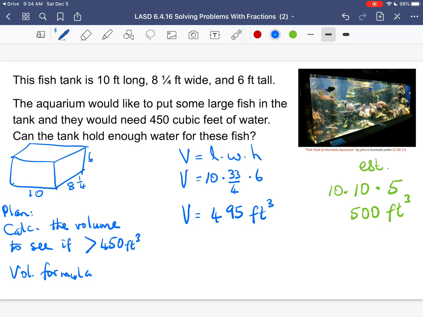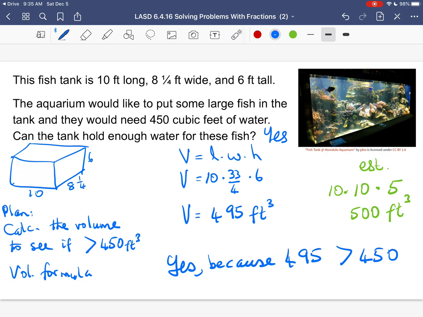So now I need to check. They want at least 450 cubic feet. So do they have enough? Yes. The tank can hold enough water for these fish. Yes, because 495 is greater than 450. So they have room to spare to put these fish in.